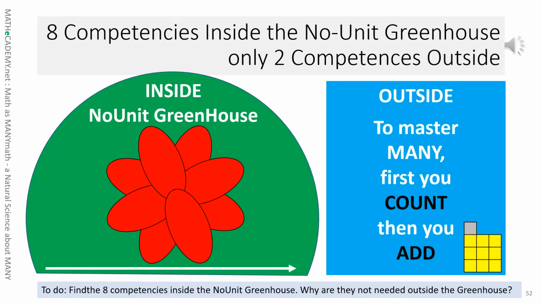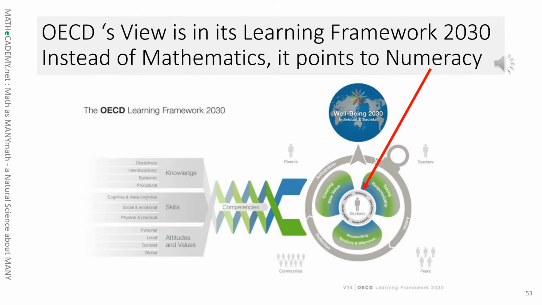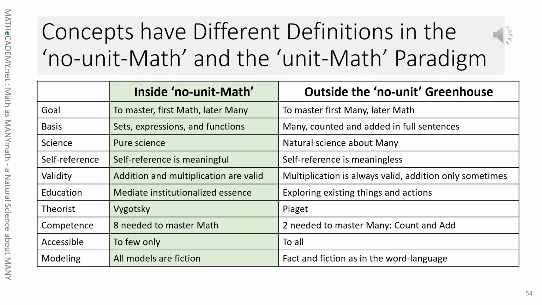There are 8 competencies inside the no-unit greenhouse, but only 2 competencies outside the greenhouse. To master many, first you bundle count, and recount, then you add. OECD expresses its view on competencies in its Learning Framework 2030. Instead of mathematics, it points to numeracy. Concepts have different definitions inside the no-unit math, and outside, in the unit math paradigm.